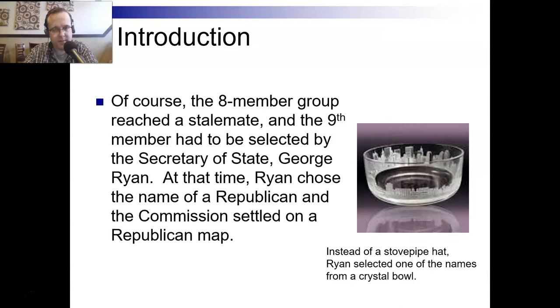At the time, Ryan chose the name of a Republican, and the commission settled on a Republican-favored map. And they did away with the stovepipe hat this time, and Ryan selected one of the names just from that crystal bowl there. So it doesn't have to be Abe Lincoln's stovepipe hat they're pulling this name out of. It could be an ashtray. You could put 2 names on the Secretary of State's desk and say, pick one, Mr. Secretary. It could be any number of things.